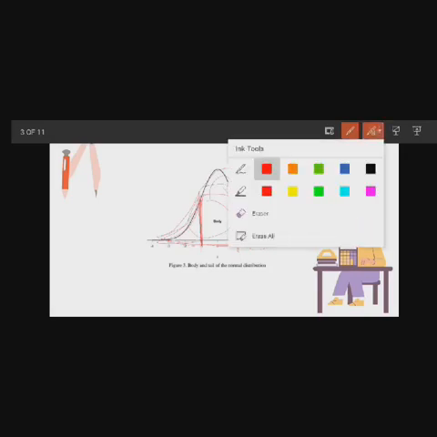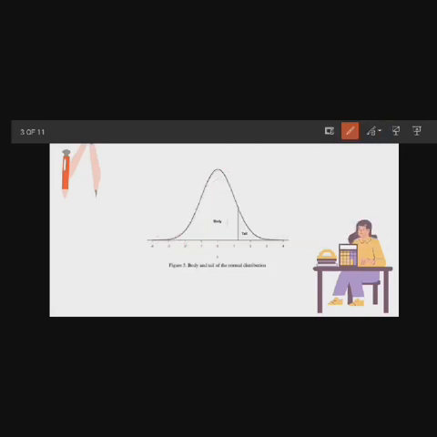So let me explain it clearly. If we try to put a line here at 1, the tail is the smaller part, so this one. And this will become the body. Okay?